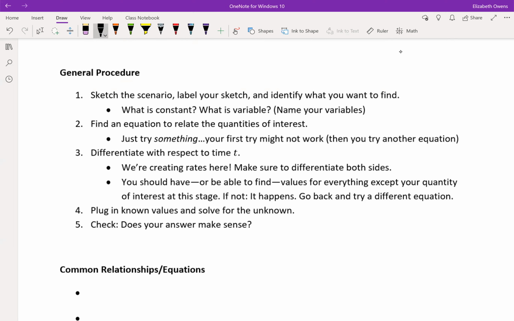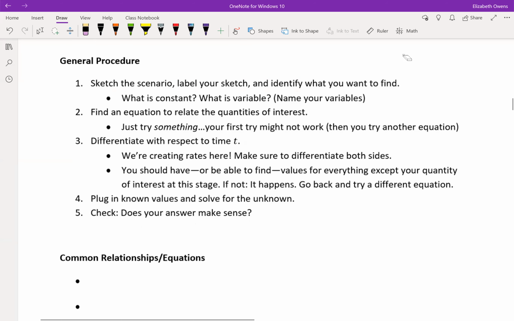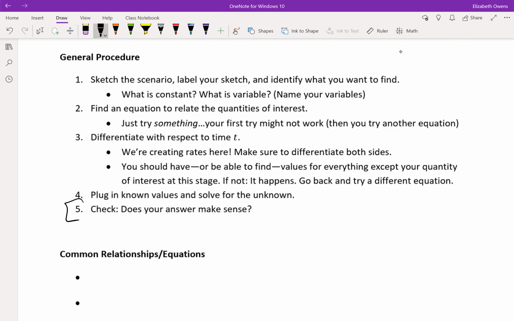So at this stage, you have your differentiated equation, and then you should have values for everything. Step 4 is to just plug in those values and solve for your quantity of interest. Okay. And then in step 5, you do a little check to make sure your answer makes sense.